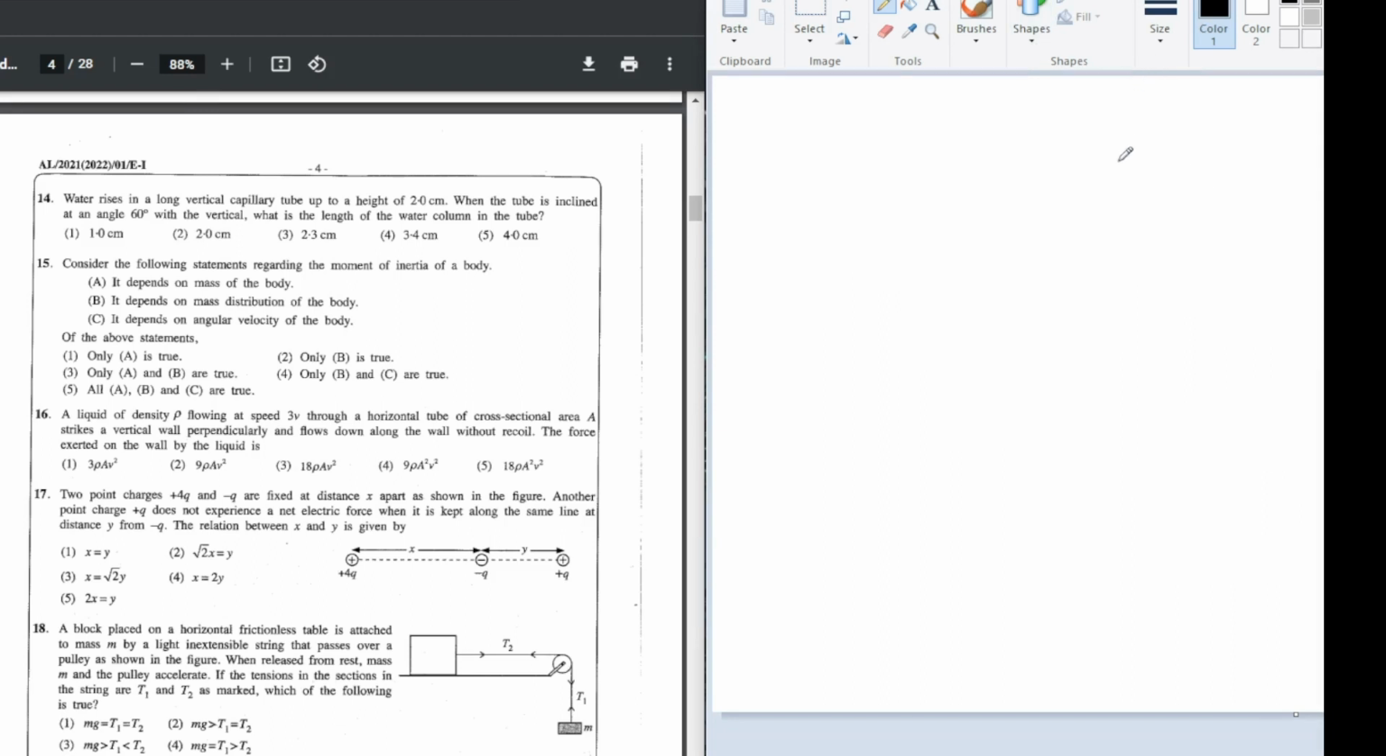Question number 15. They are asking about the true statements regarding the moment of inertia of a body. Moment of inertia of a body is given by the equation mr squared. M is the mass of the object and r is the distance to the mass distribution from the axis of rotation. And we consider the answers given.